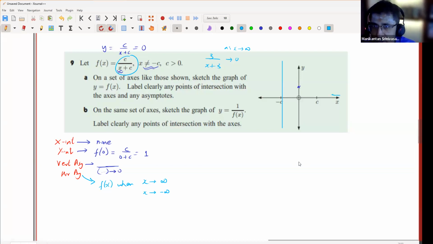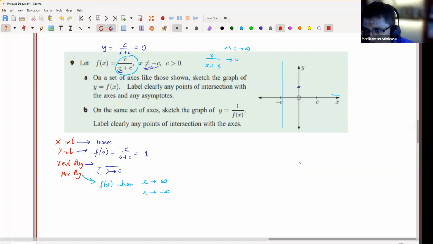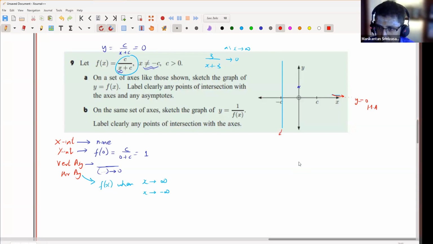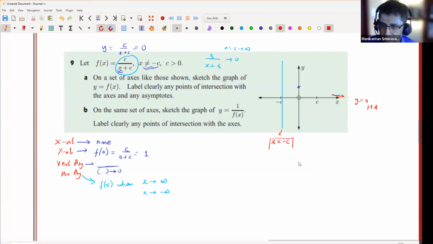So it's going to approach, like, I'll use a different color, red color. So the horizontal asymptote is the x-axis itself. So the x-axis is the horizontal asymptote. If you have to label the horizontal asymptote, the equation of the x-axis, which is nothing but y = 0, is the horizontal asymptote. Similarly, if I have to label the vertical asymptote, it is x equal to a constant, a vertical line. The vertical line is x = minus c. That's the vertical asymptote.